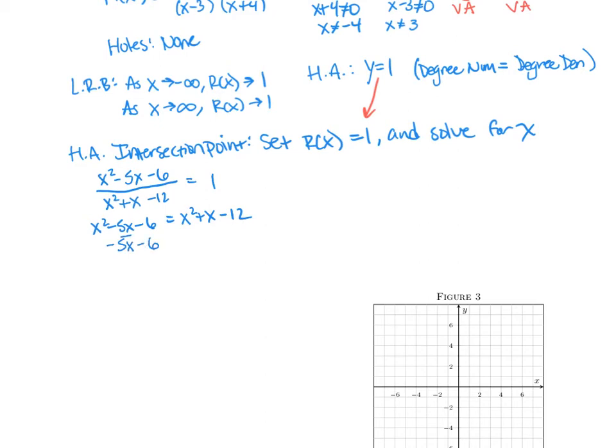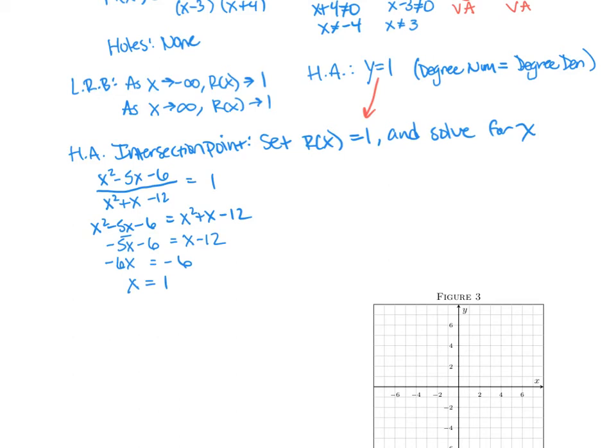Don't drop that negative sign. It is equal to x minus 12. From there, I'm going to subtract x on both sides and add 6 on both sides, so I get all my x's to one side and all my numbers to the other. I'm going to get negative 6x is equal to negative 6. If I divide both sides by negative 6, that gives me x is equal to 1.